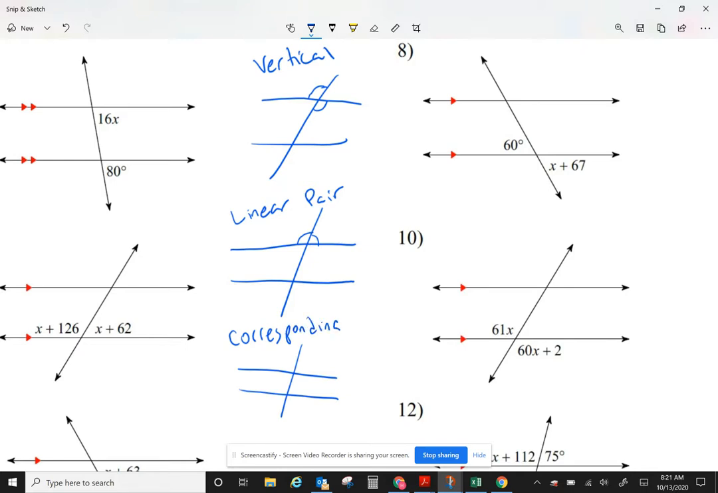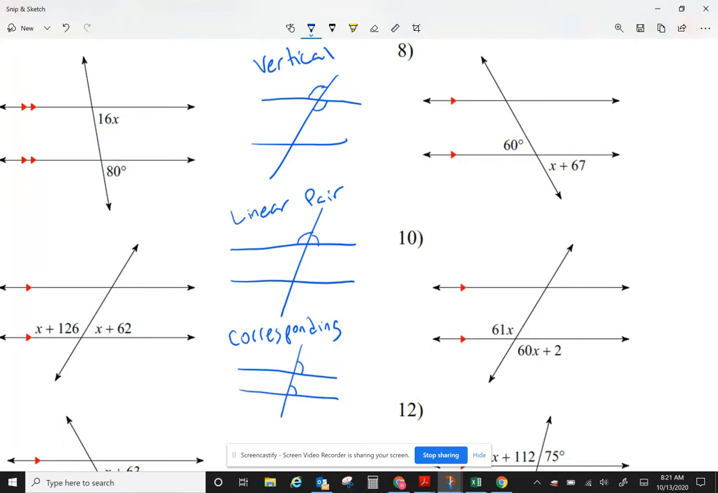For corresponding, the two angles are going to be on the same side of the transversal, either the right side or the left side. One of them is in between the parallel lines and the other one is not. But they're not linear paired. So I could have this angle with this angle. You notice how they're on the same side of the transversal, in this case the right side. One of them is between the parallel lines, the other one is not. But they're not next to each other. Otherwise, I would call it linear paired.